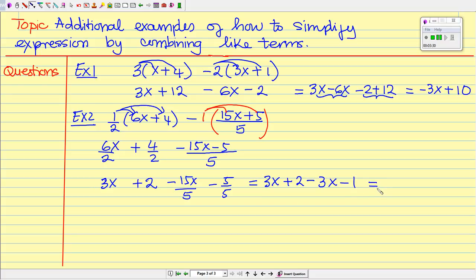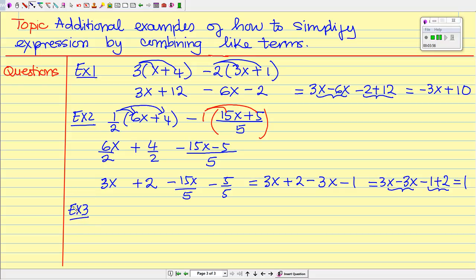Now we are going to combine like terms. So you have 3x minus 3x, I just rewrite it so that all the like terms are next to each other, minus 1 plus 2. So 3x minus 3x is 0, minus 1 plus 2 will give you 1. Now let's move on to example 3.